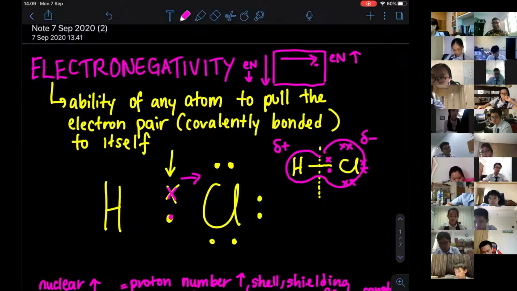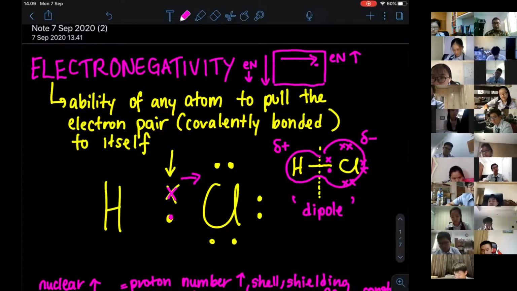This creation of partial positive and partial negative will actually tell us that this particular molecule has dipole. Now, what is the meaning of dipole? Dipole means, di means two, pole means polarity. It means there's going to be positive and negative. So if you have this delta positive and delta negative, we call this molecule having dipole. Dipole, positive and negative.